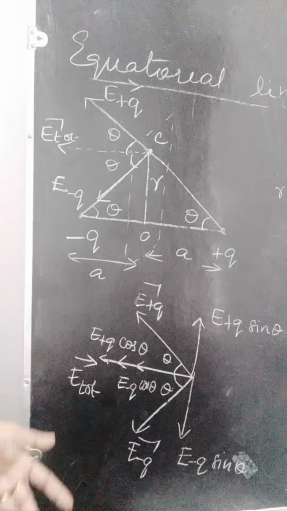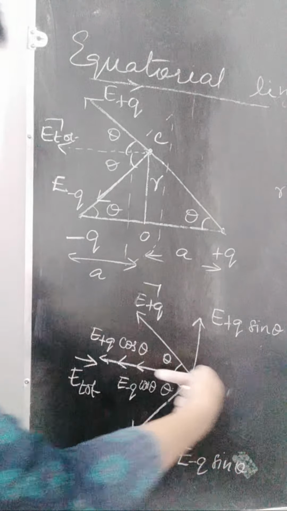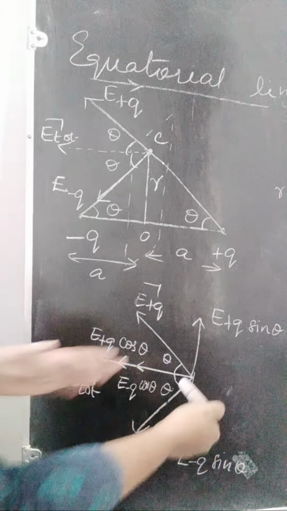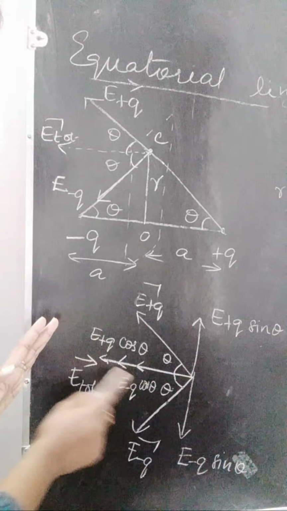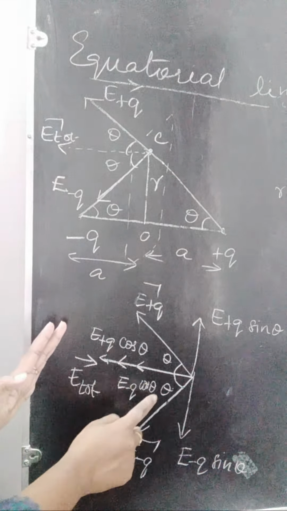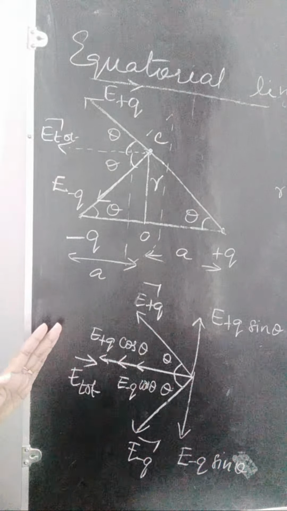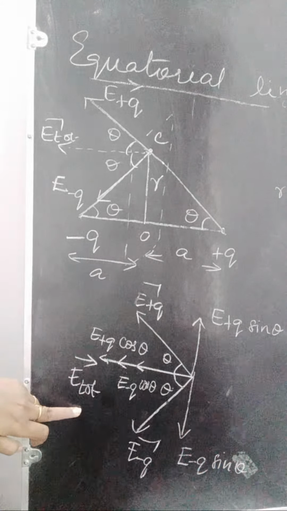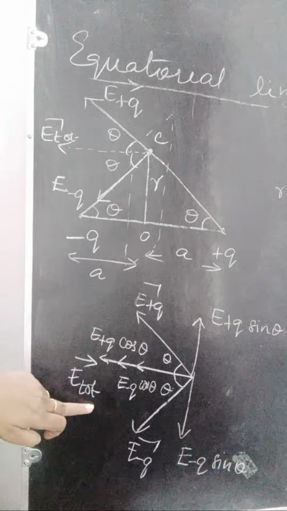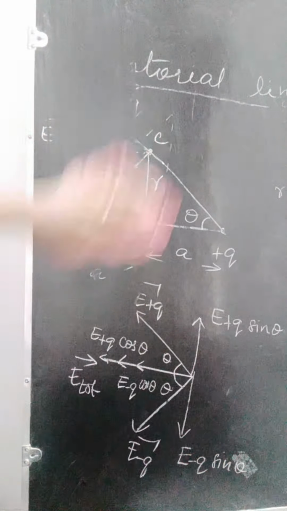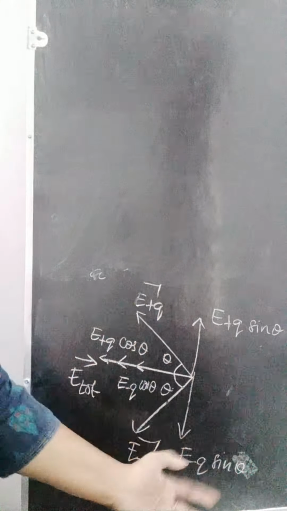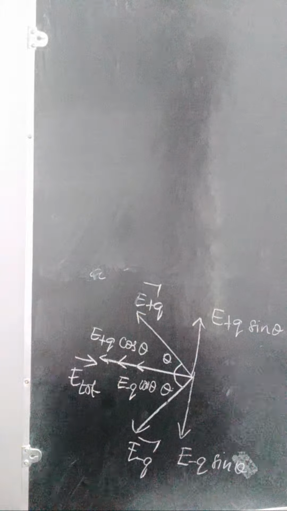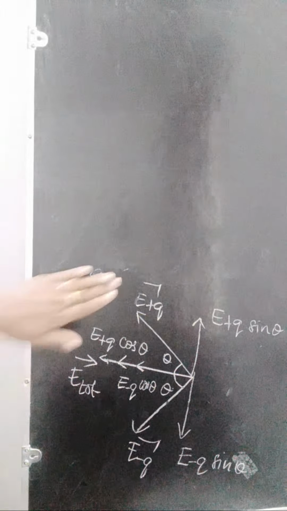We can say it in that way, or one more way we can say: as the resultant vector is taking the negative x-axis, what are the two vectors lying along it? E plus Q cos theta and E minus Q cos theta, right? So these two vectors are acting along the E total. So when you want to find the E total vector, you have to add only two vectors. What are they? E plus Q cos theta and E minus Q cos theta. No need to bother about the sin theta as they are acting in equal and opposite directions. Sure? Any doubts? So what about E total?